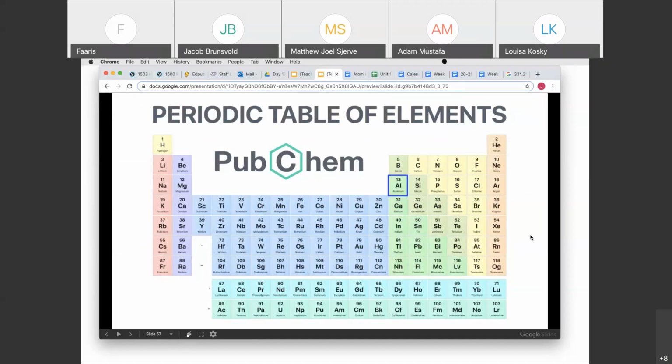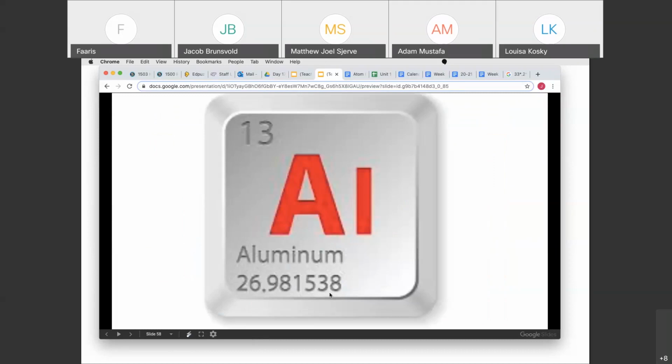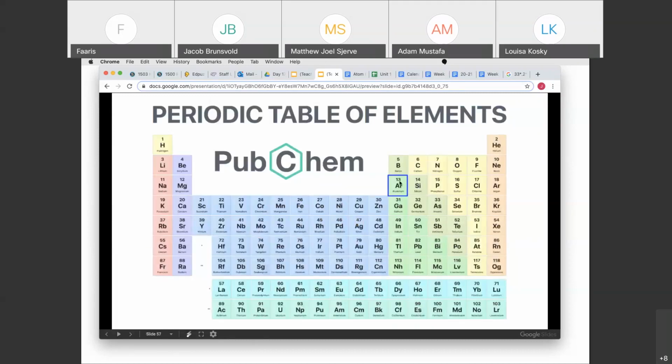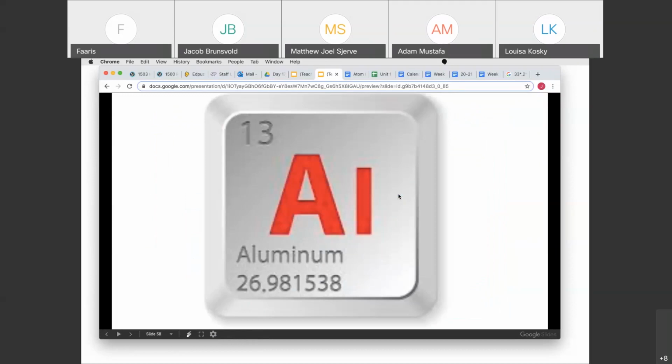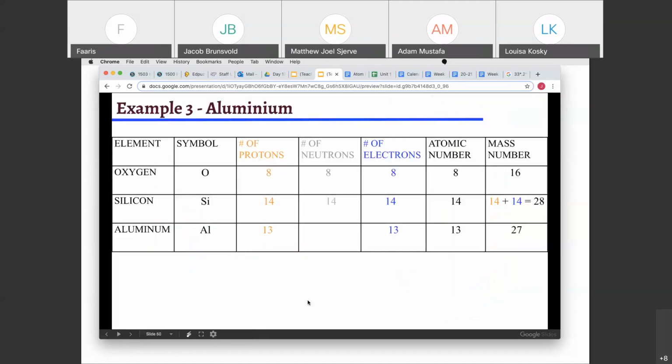Here we can see this periodic table doesn't have atomic mass. The atomic mass for aluminum on this one is 26.981538. We just round that to the nearest integer. Right, so we take this number and round it to the nearest integer. Yep, 27. You guys got it. So we're just going to put down 27. Good. So now I want you to estimate or calculate what is the number of neutrons.